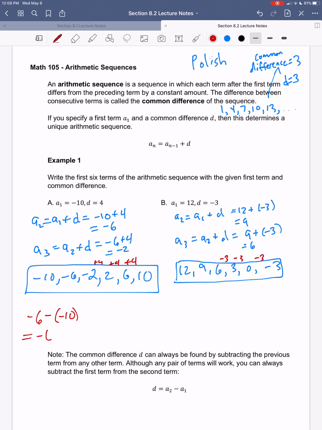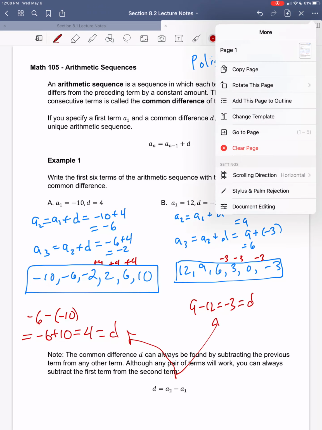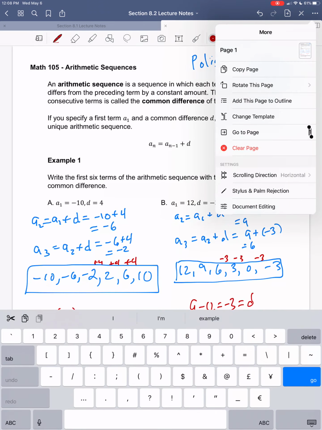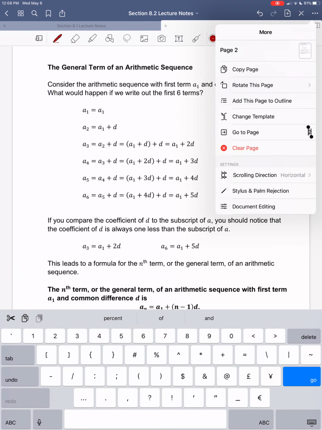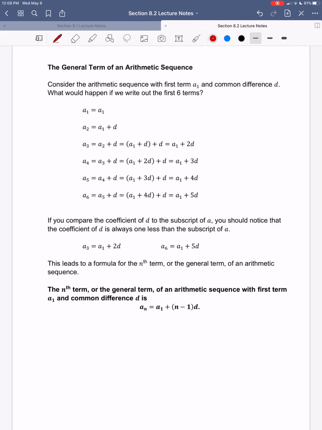That would be negative 6 plus 10, which would be 4. That's equal to my common difference d. Or here, 9 minus 12 is negative 3, which is my common difference. So this d we can always find by just taking the second term minus the first term if we want. So that was a recursion formula.